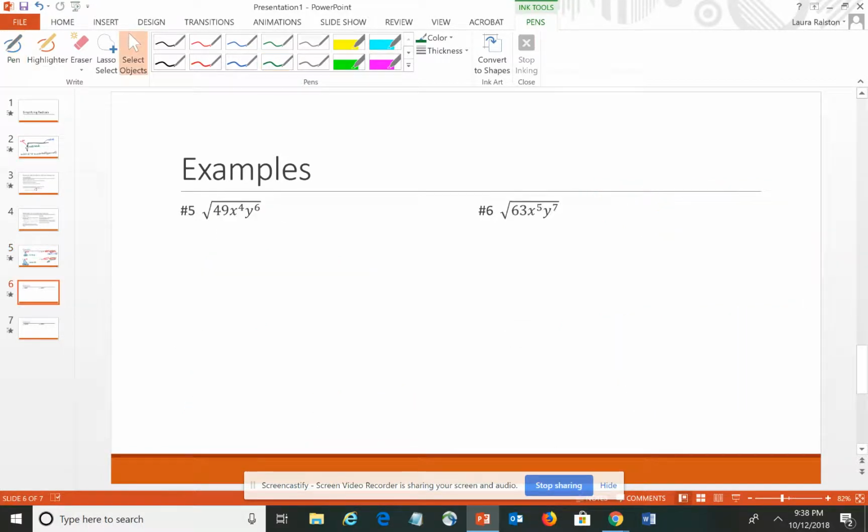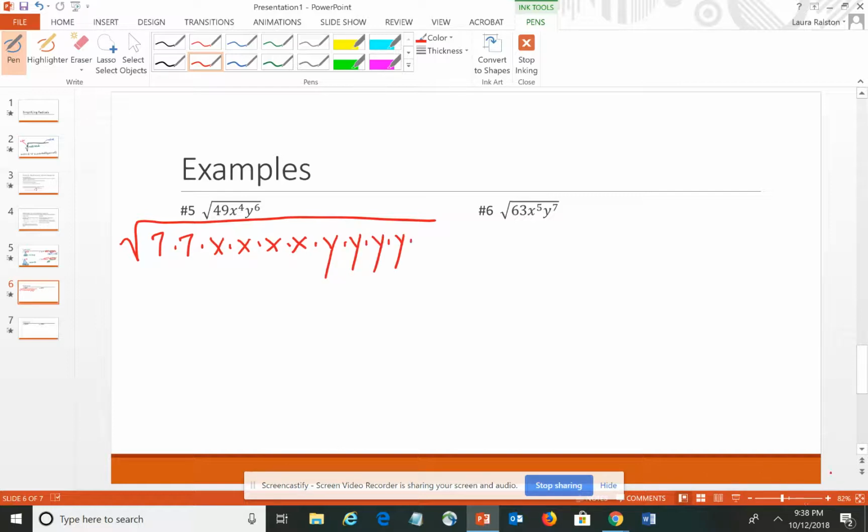I'm mainly focusing on square roots and cube roots because those are probably the two that you'll see most often. With the square root of 49, I'm going to break it down for you so you can see it. We have 49 is 7 times 7. X to the 4th would be x times itself 4 times. Y to the 6th would be y times itself 6 times. Again, it's a square root, so I'm going to be looking for sets of 2.